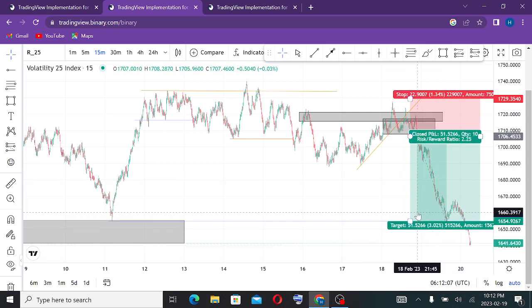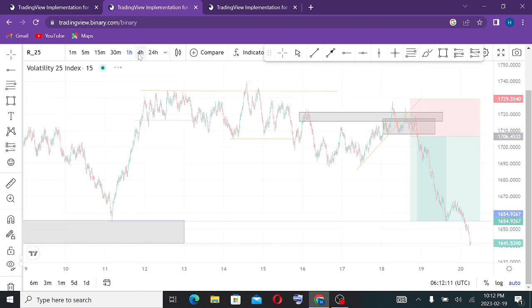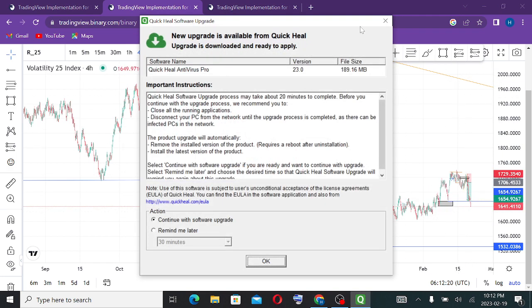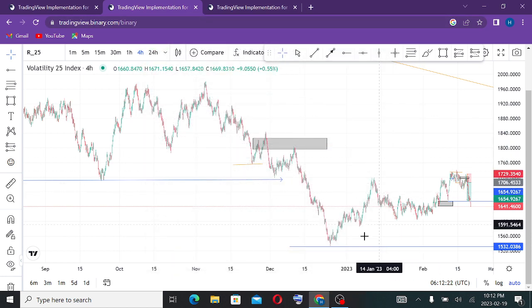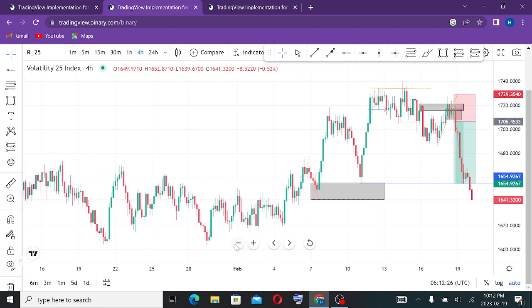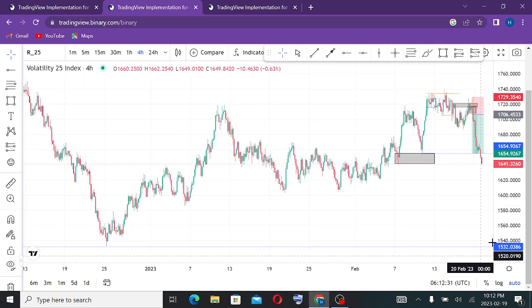So this is it for a quick exit. But if you go to the higher time frame, let's say the 4 hour time frame, you remember this is what we are saying. If you are able to hold this trade, you know that we are looking at taking profit at this low. So it's just a thing of entering, holding it, and allowing things to play out.